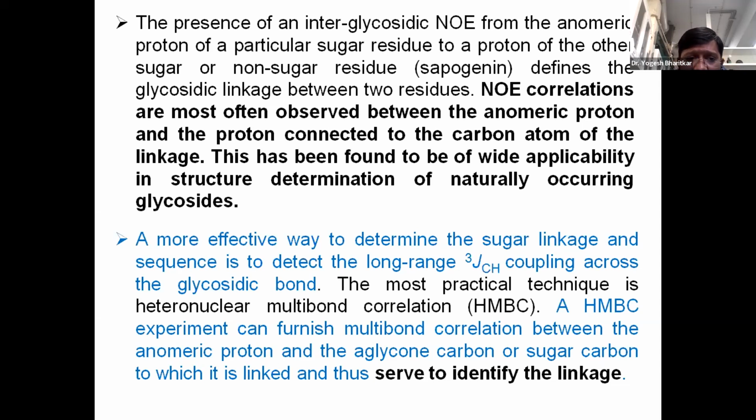A more effective way to determine the sugar linkage and sequence is to detect long-range coupling, the CH coupling across the glycoside bond. Mainly we do HMBC correlation for analysis of the glycoside linkage. When sugar is attached in a linear fashion or branched fashion, we get this relationship from the HMBC correlation.